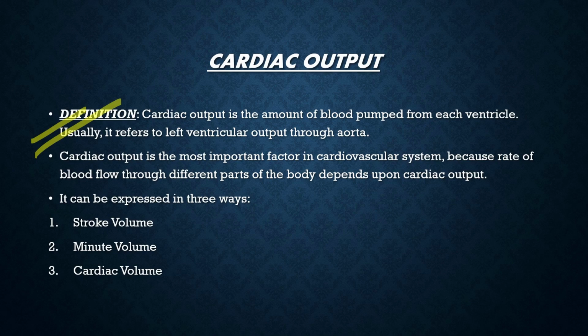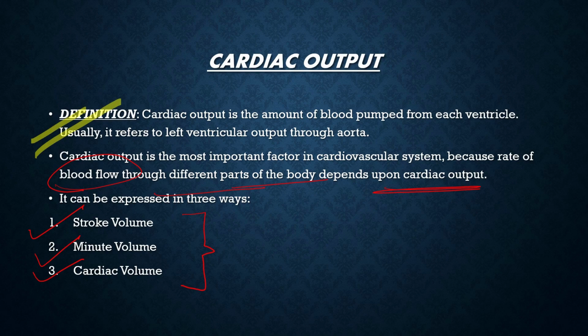Next, why is cardiac output important? It is the most important factor in the cardiovascular system because the rate of blood flow through different parts of the body depends upon cardiac output. It can be explained in three major ways. Firstly, the stroke volume, next is the minute volume, and lastly is the cardiac volume. So it's obvious that a question arises: what are stroke volume, minute volume, and cardiac volume? Okay, so let us discuss.